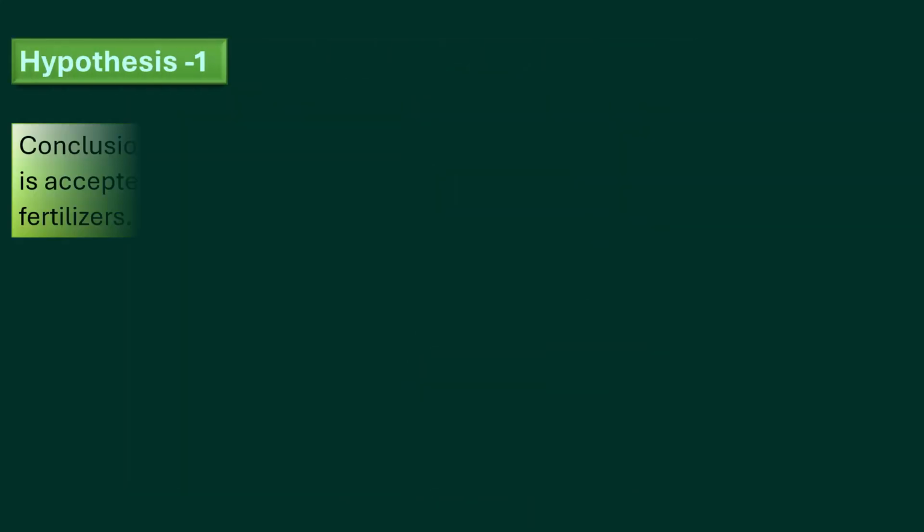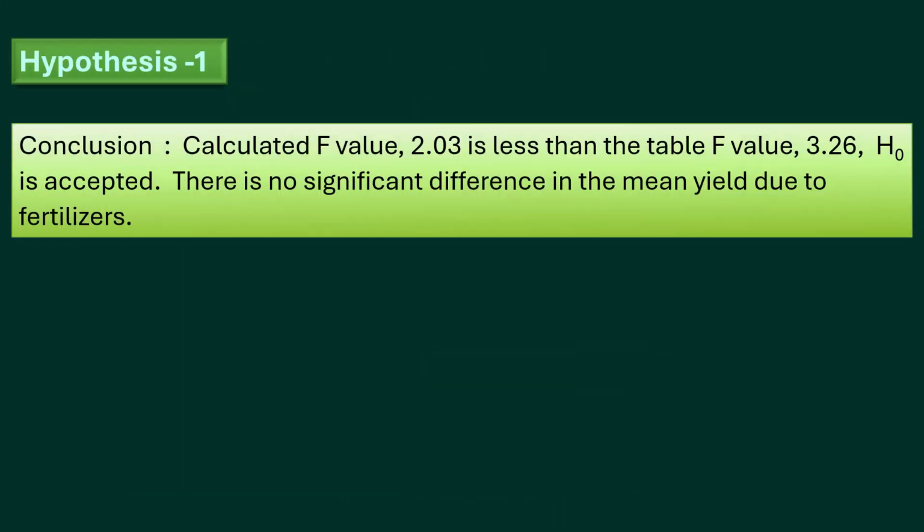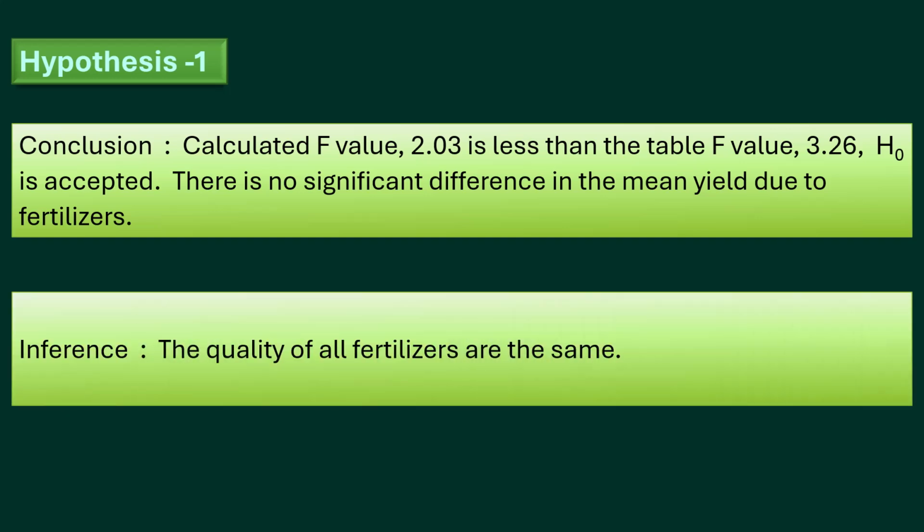Conclusion. In this case, the calculated F value 2.03 is less than the table value 3.26. Null hypothesis is accepted. There is no significant difference in the mean yield due to fertilizers. Inference. The quality of all fertilizers are the same.